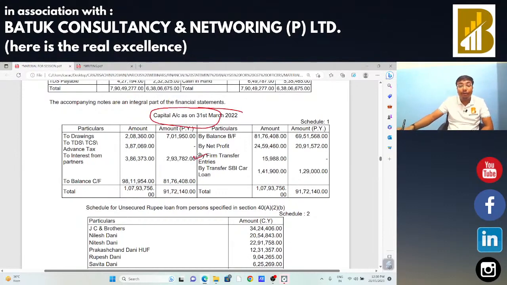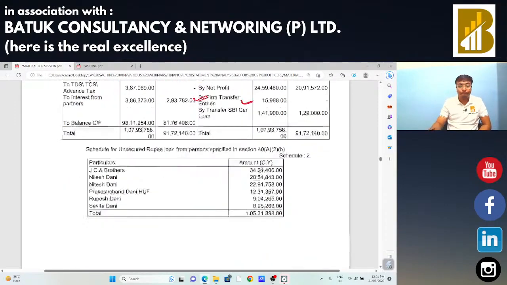जैसे यहां पर है बाय फर्म ट्रांसफर एंट्रीज, in that case we need to check what is the nature of this type of income, what is the nature of this type of term. We need to discuss with the party and check the relevant ledger. कहीं कोई पर्सनल नेचर की इनकम उन्होंने कैपिटल अकाउंट में तो नहीं डाल दी है जिसके ऊपर जीएसटी लगना चाहिए था, so we are going to check the same by analysis of the capital account.